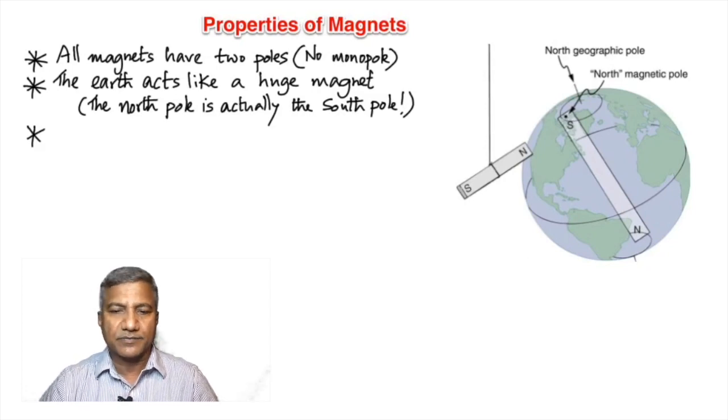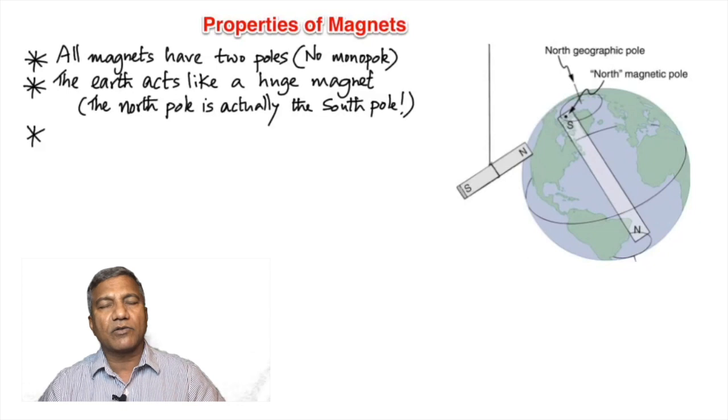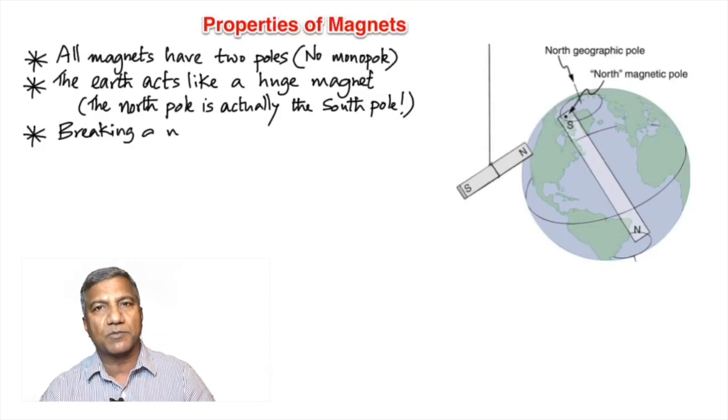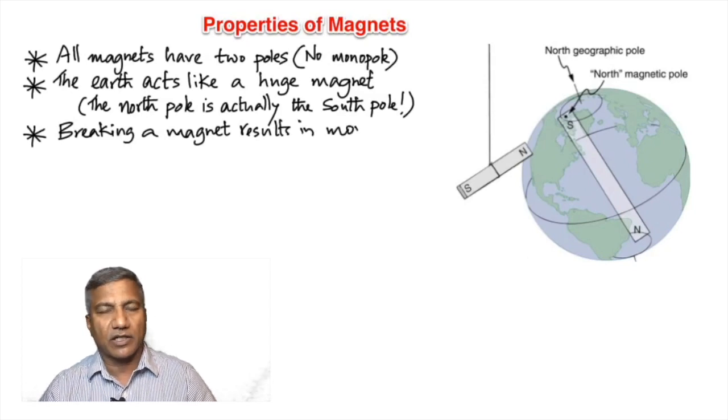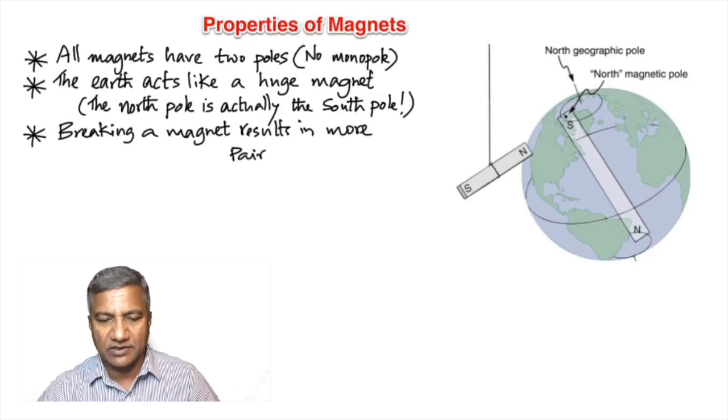Number three, I think I already discussed this. Breaking a magnet into two always produces magnets, smaller and smaller magnets all the way to the atomic level. Okay, so you cannot isolate a single pole. I can't stress that enough.